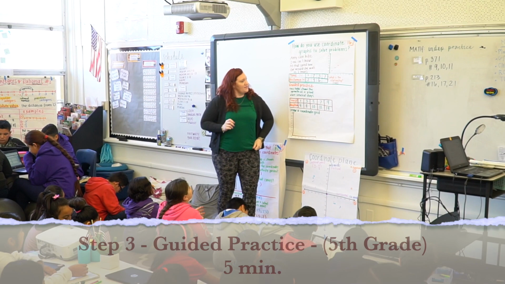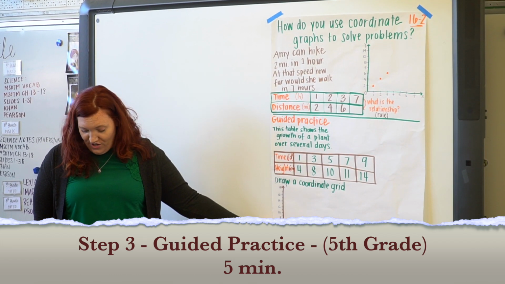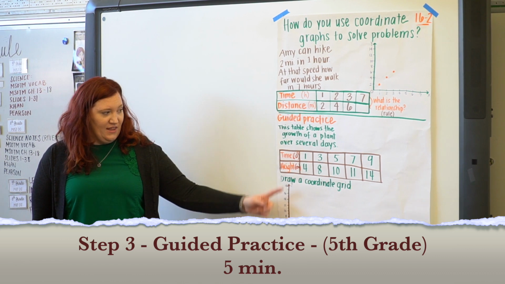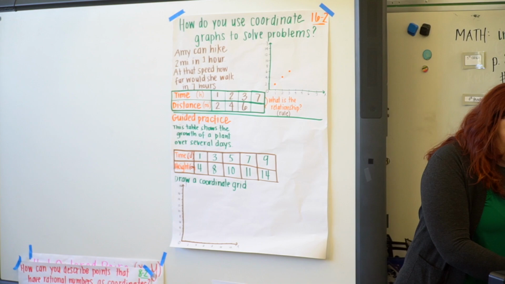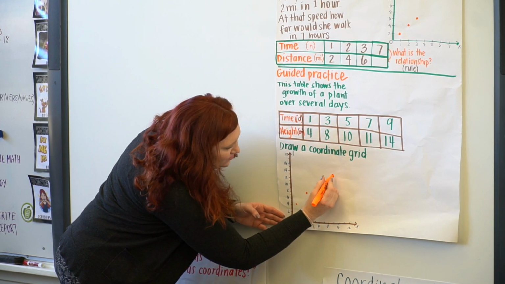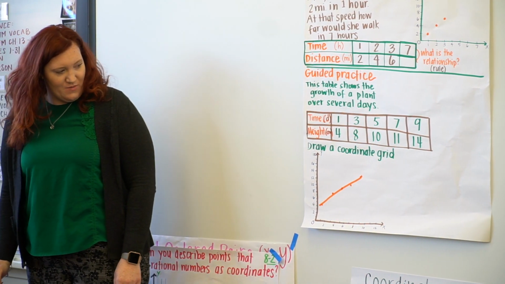For guided practice. Yay, I know, so fun. So, you already have a coordinate grid, so you don't need to draw yours right now. So, let's plot together the graph, and then we can see what kind of pattern this one follows. 9 and 14. Okay. What do you notice about my dots?